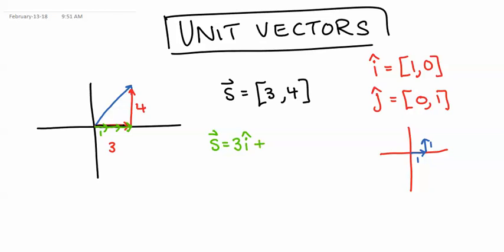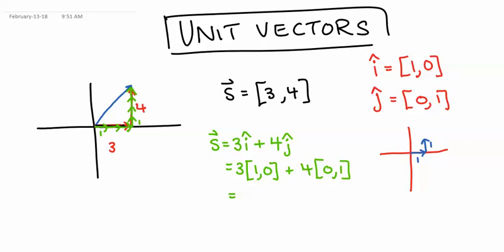Plus, instead of a 4, we're going to use the j hat notation, and since we would need 4 j hats, 1, 2, 3, 4, because they're all magnitude 1, we do 4 times j hat. This just means we have 3 vectors that are 1, 0, and we have 4 times j hat, which is 0, 1.